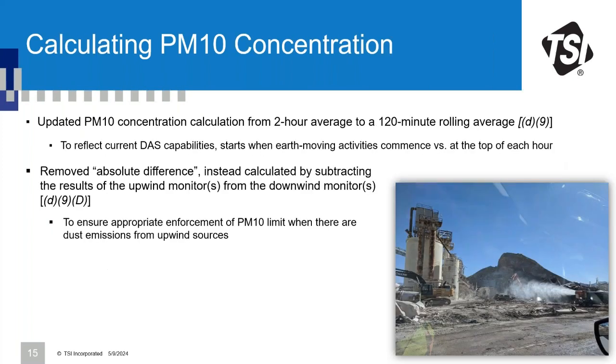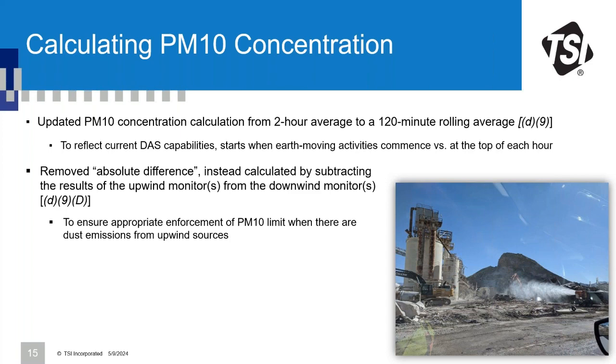From there, you calculate your PM10 average. So they did change the average. It was previously a 2-hour average. And so it was a little bit confusing because do we always start at the top of every hour? Is it an hour, like if we start at 8:01 to 10:01? So what they've done is change that to a 120-minute rolling average. So whenever you start, it's just 120 minutes after that is where your averages will be taking place. So that is to basically reflect the DS capabilities, and you can start your moving activities anytime as opposed to that top of the hour that was there before.